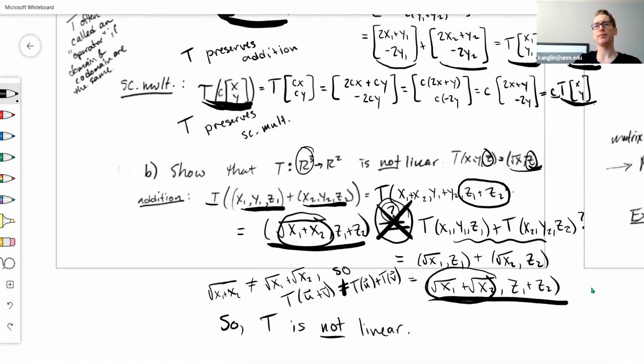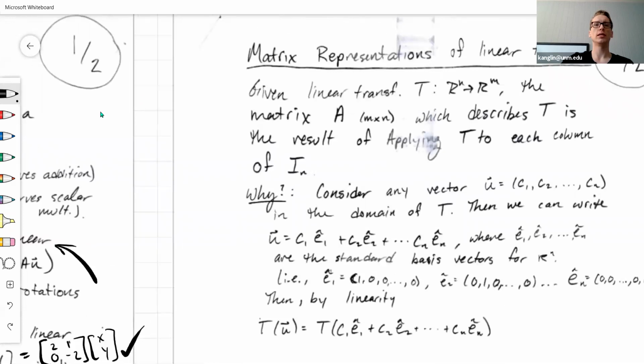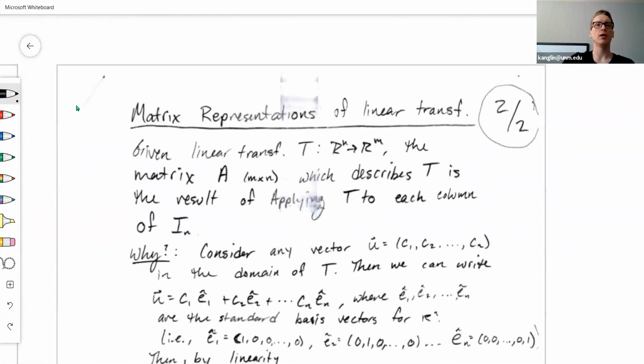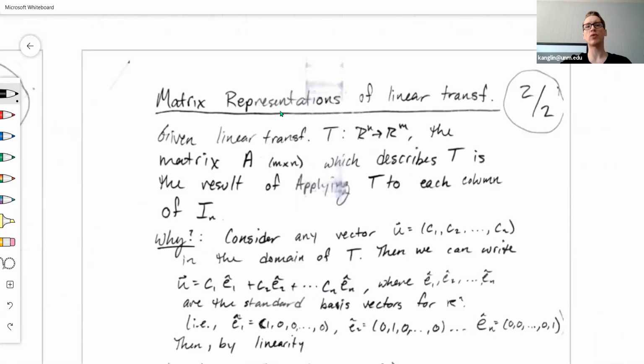It does not preserve addition. And you can test it out maybe on your own, see if you think T preserves scalar multiplication. Give that a shot, see what you find out. But we already showed T is not a linear transformation. So let's talk a little bit more about these linear transformations. Let's talk about matrix representations of linear transformations.